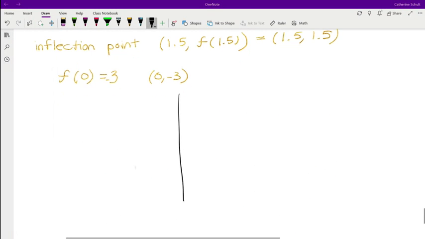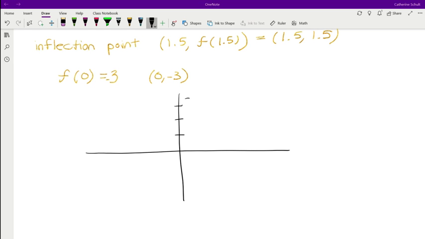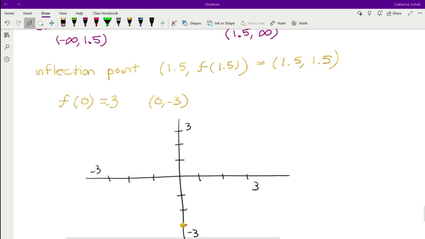Okay. So I think we can go up 3 and down 3, and that will give us a pretty good palette to start with. Okay, I'll just start here. We know this is happening. That's a y-intercept. We have an inflection point at 1.5, 1.5. And I'll just say IP for inflection point so I don't get confused.